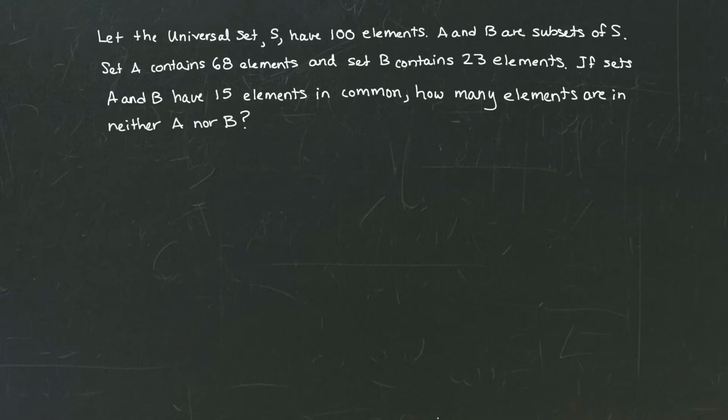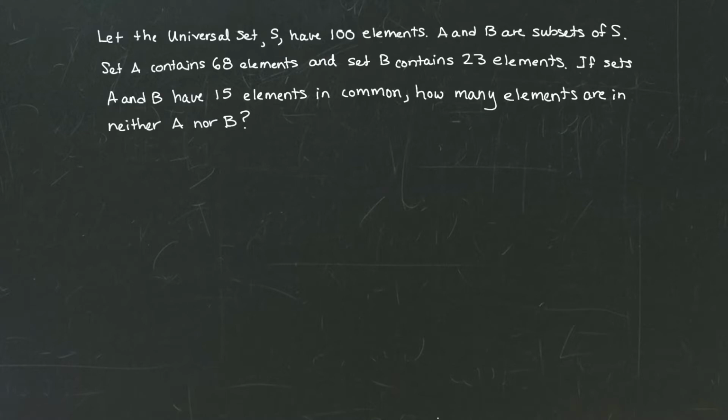Let the universal set S have 100 elements. A and B are subsets of S. Set A contains 68 elements and set B contains 23 elements. If sets A and B have 15 elements in common, how many elements are in neither A nor B?